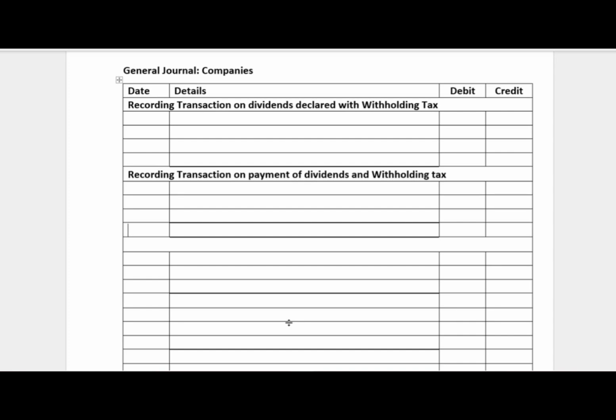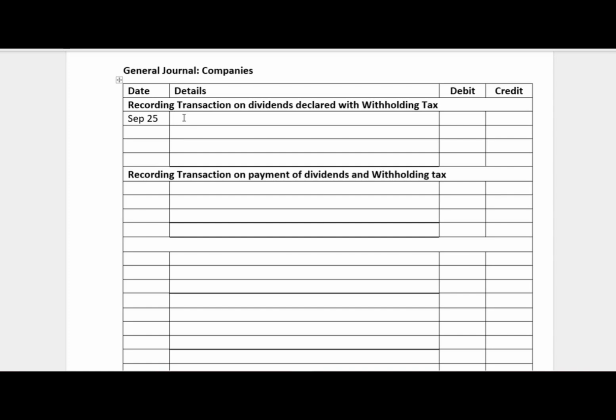Here I'm going to show you how to record a transaction on dividends declared with withholding tax, and also a transaction on payment of dividends and withholding tax. Remember the date. We can say September 25, for example. That can be our date.